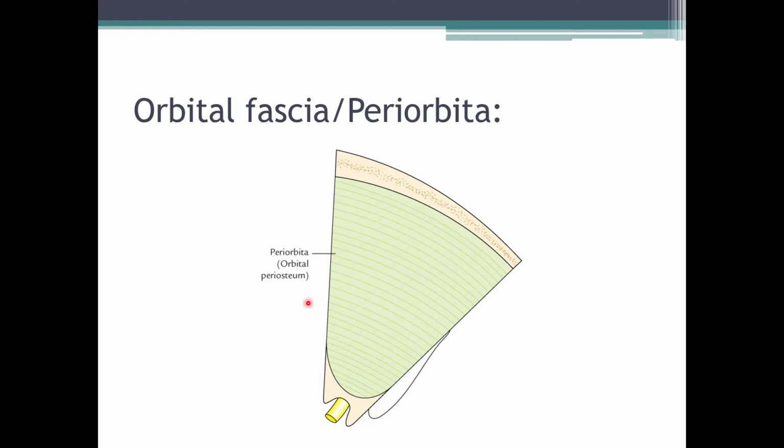Now, first coming to the orbital fascia. The orbital fascia is basically the periosteum of the bony orbit, also known as the periorbita. Posteriorly, if you trace it, it will be continuous with the dura mater and the sheath of the optic nerve. Anteriorly, it will be continuous with the periosteum lining the orbital margin over here. So this is the anterior margin of the periorbita, or the orbital fascia. This is the posterior margin.